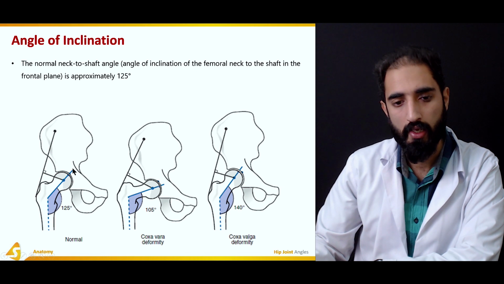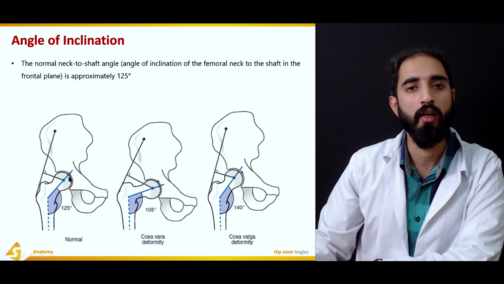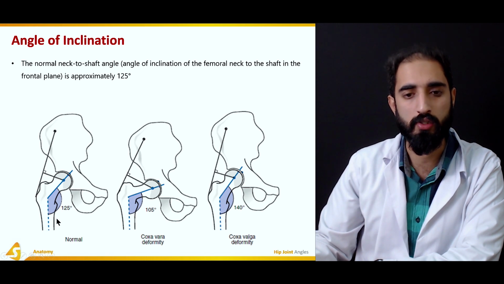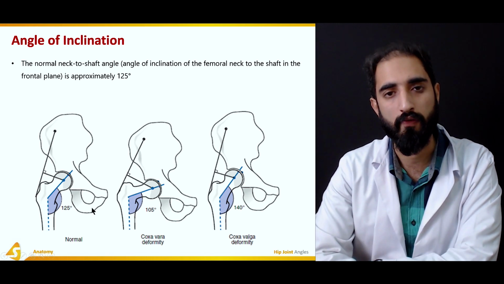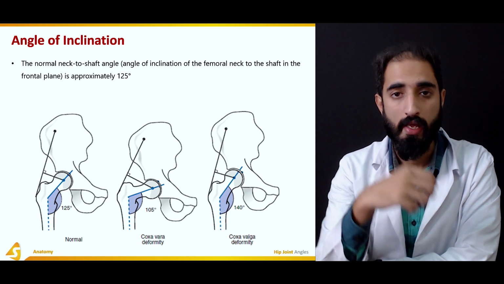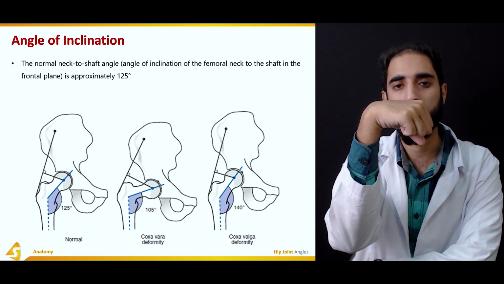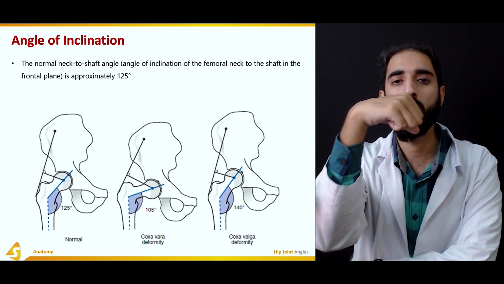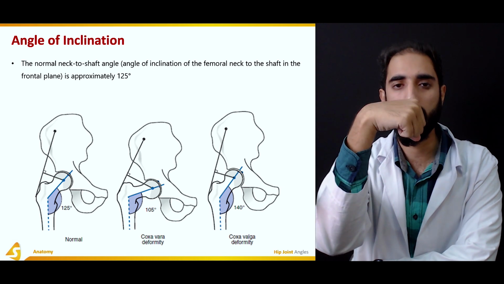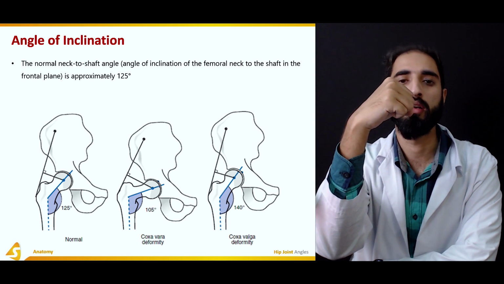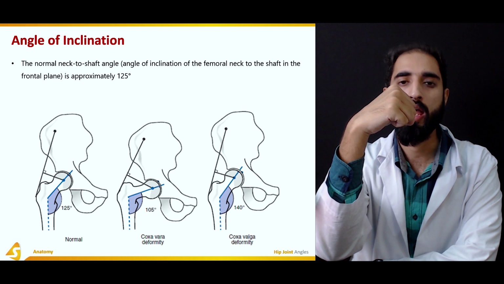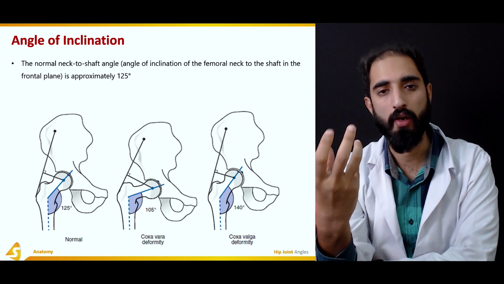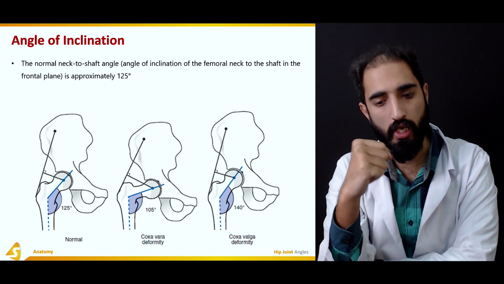If we draw a straight line from the shaft, and an oblique line which is in the longitudinal axis of the femoral neck, then these two lines make an angle with each other, which is approximately 125 degrees in the normal individual. It is not actually 90 degrees, it is 125 degrees. Why? Because the femoral head is oriented medially, superiorly, or you can say upwards, and anteriorly.